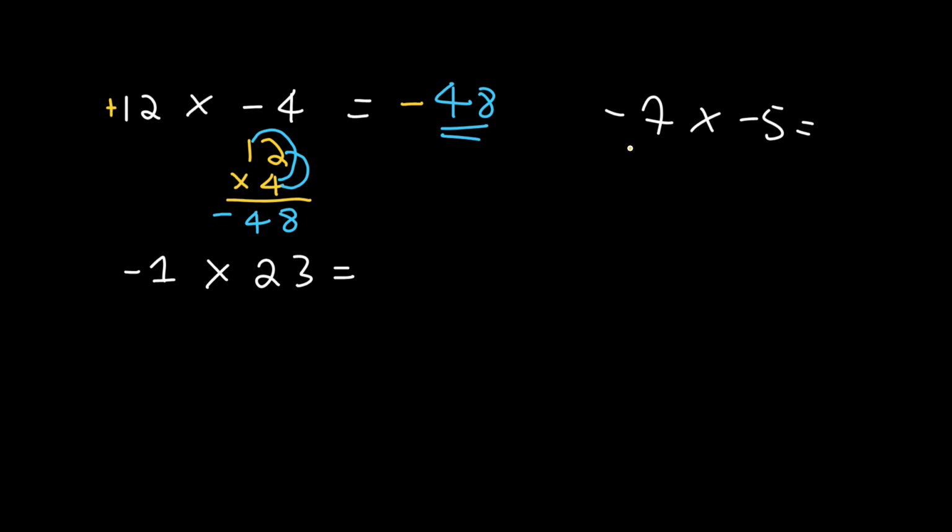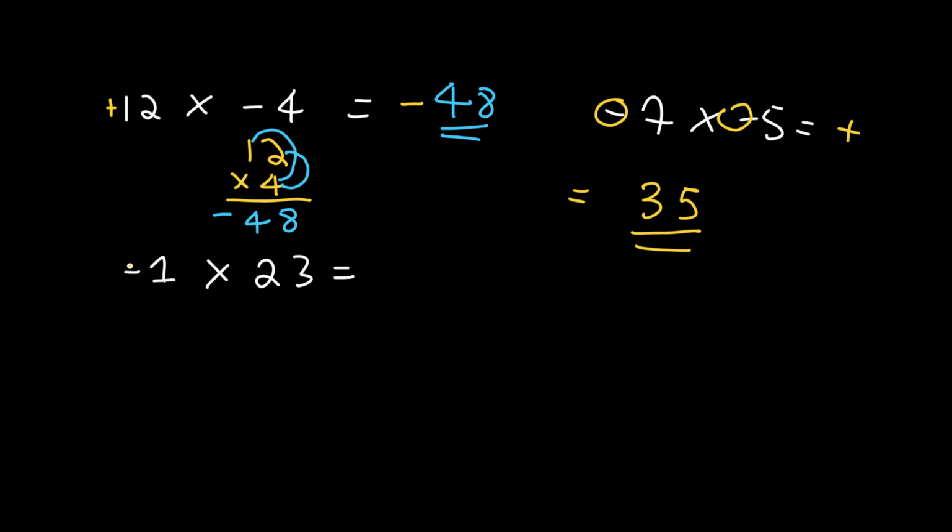Now, what about negative 7 times negative 5? If you know your multiplication table, you can quickly multiply this number. But first, look at the signs. Negative and negative gives you a positive. 7 times 5 is 35, and it's a positive number. And you don't need the positive sign in front of this number because we know the sign is here, but we don't need this sign.